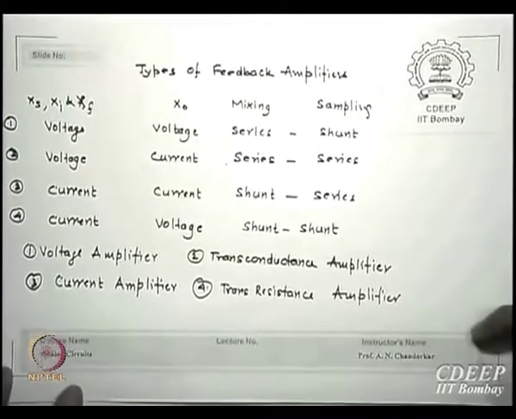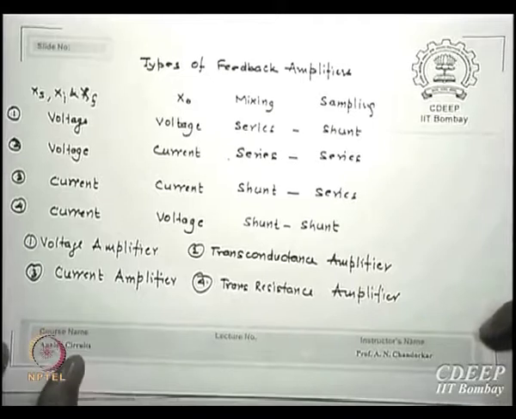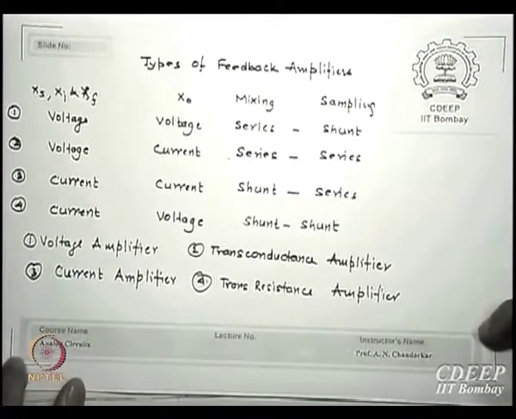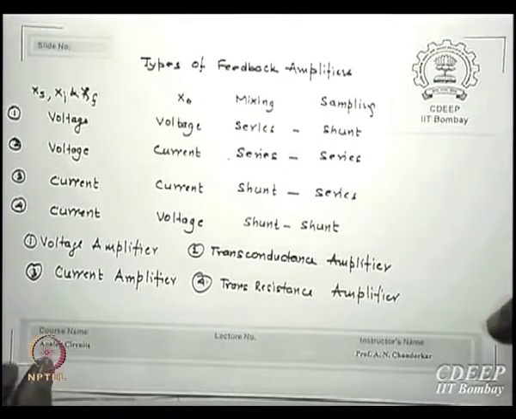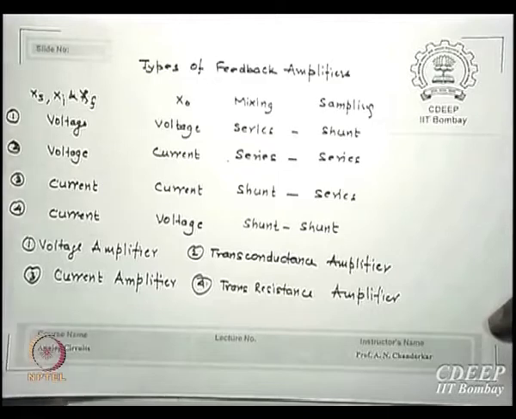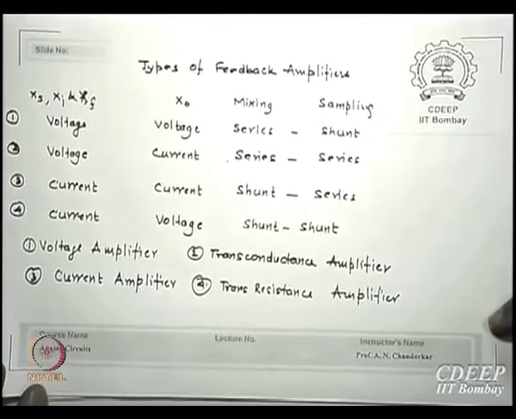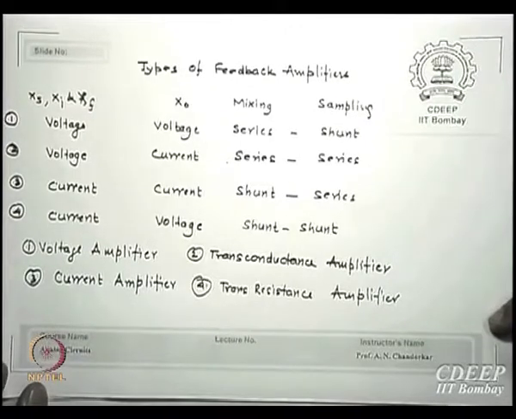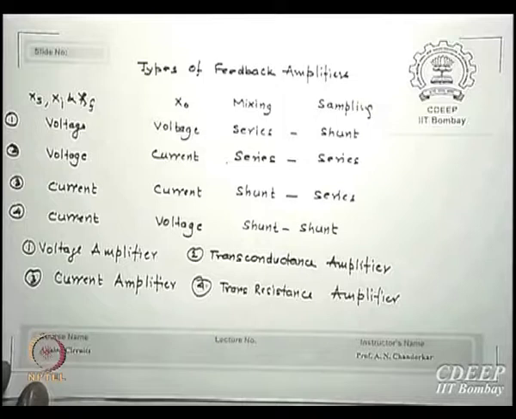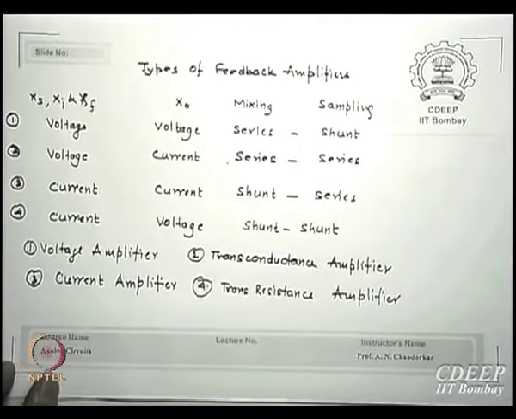We also, I think last time, showed you there are 4 kinds of possible feedback amplifiers. Mixing is the word used at the input, that is, the feedback signal mixes with the input signal, and sampling is the word used when part of the output is fed back. What is the part coming from there? That part is essentially called sampling. I have an output, part of it is fed back, so that is called sampling.